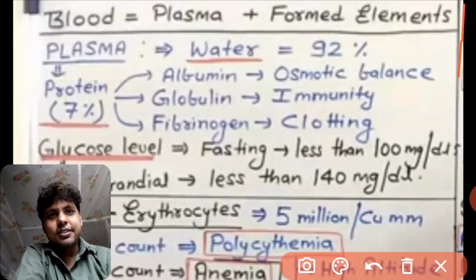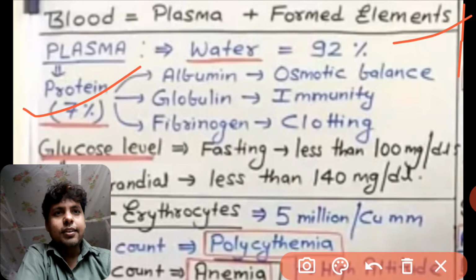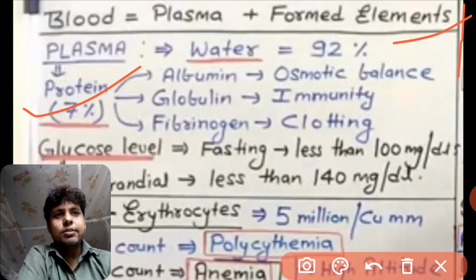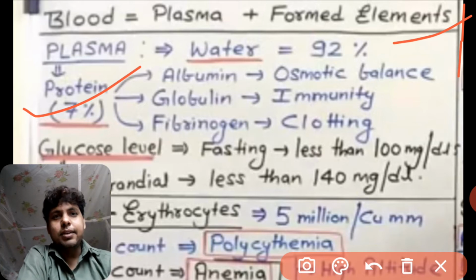Let's start the topic. Primarily, blood has two types of components: plasma and formed elements. Plasma contains 92% water and 7% protein. Out of the 7% protein, it contains albumin, globulin and fibrinogen. Albumin functions as an osmotic balancer of the blood, globulin takes part in the immune system of our body, and fibrinogen takes part in the clotting system of blood.